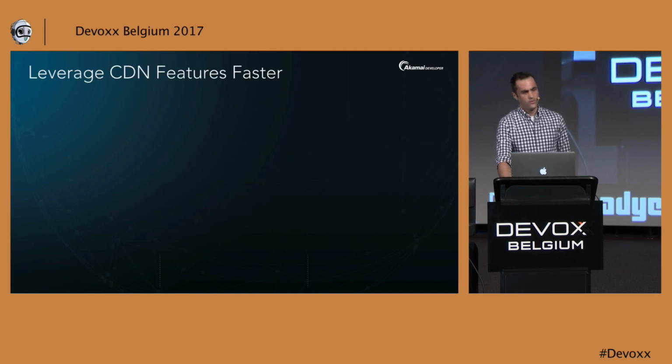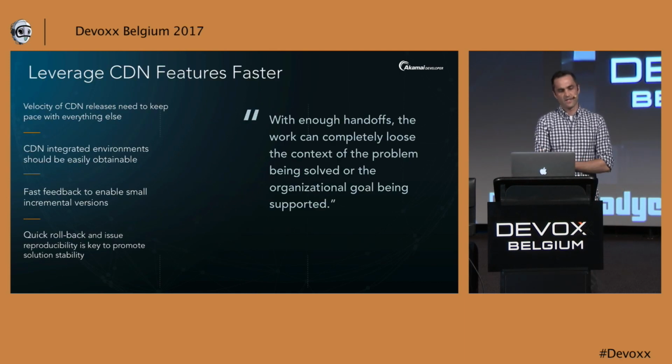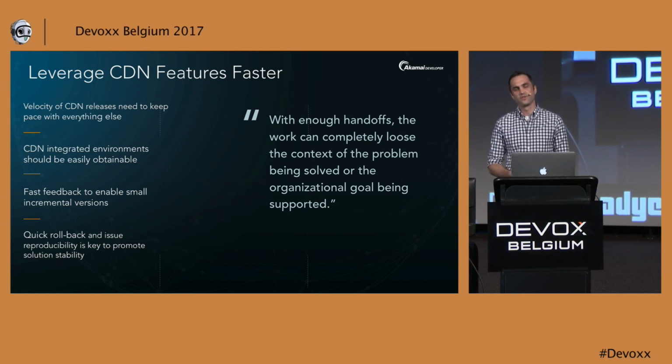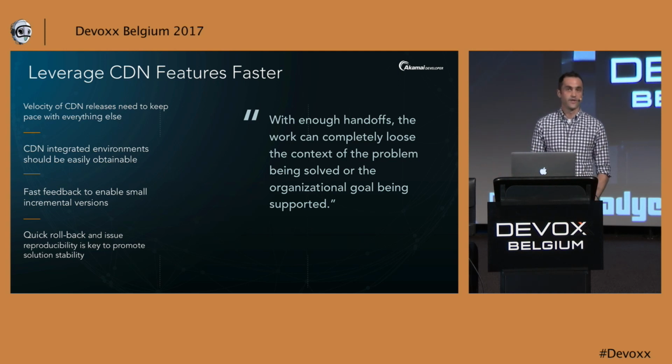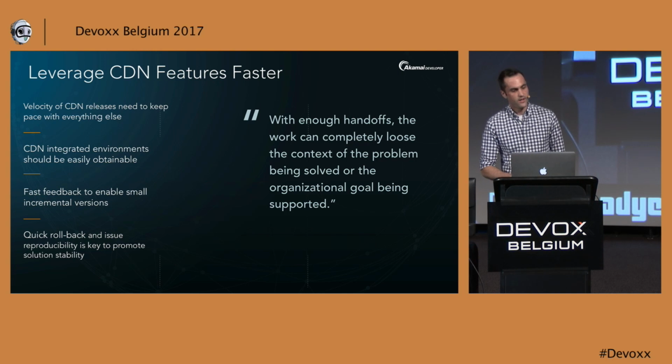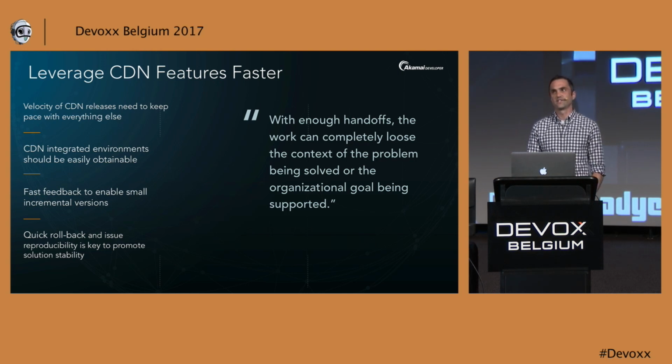So what do customers keep asking for when it comes to solving this problem, right? Well, just like anything else, the velocity of the changes that we introduce needs to keep pace with our origin applications and our internal applications. There could be various functional dependencies between what we have deployed in the CDN and the things that we're deploying at our origin, right? So the rate of change of those things needs to keep up with what we can do internally. CDN environments also need to be very easily obtainable for developers.